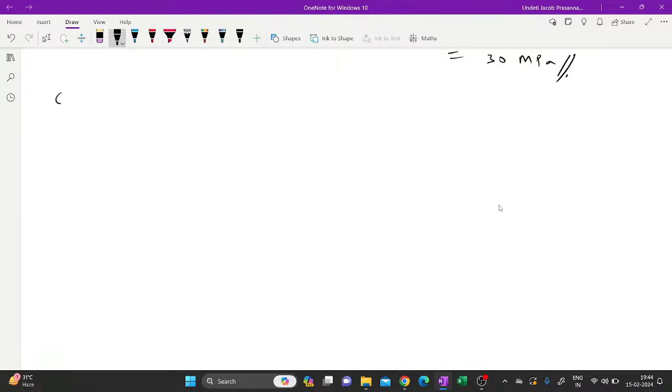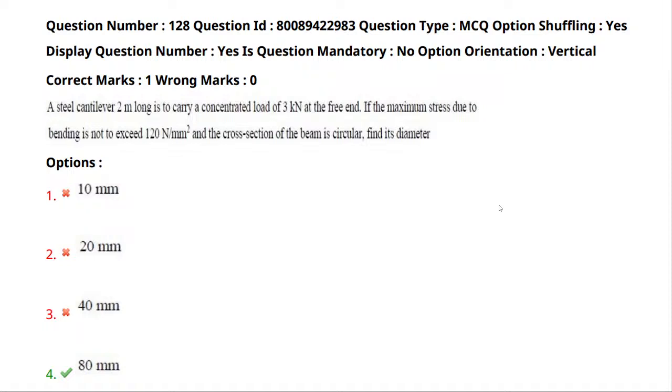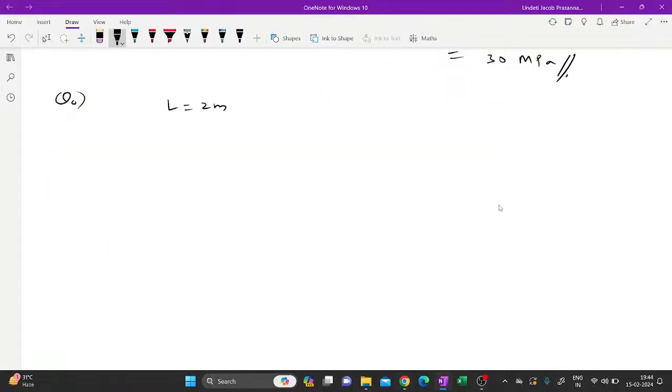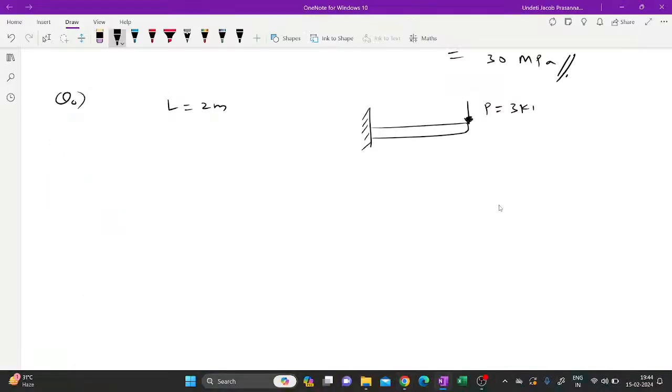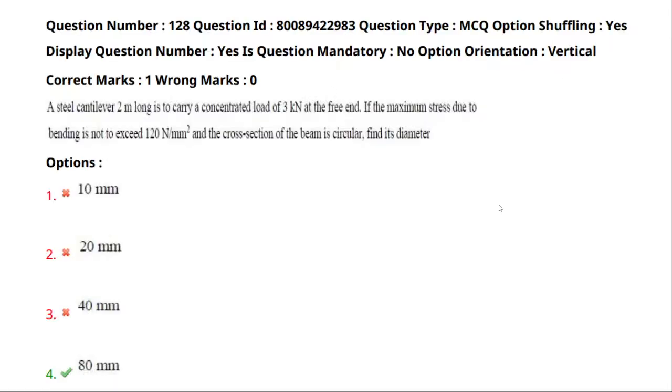It is given in the question that length is equal to 2 meters. Concentrated load of 3 kilonewton is there. So, it's a cantilever beam with P or load equal to 3 kilonewton. So load W is equal to 3 kilonewton here.